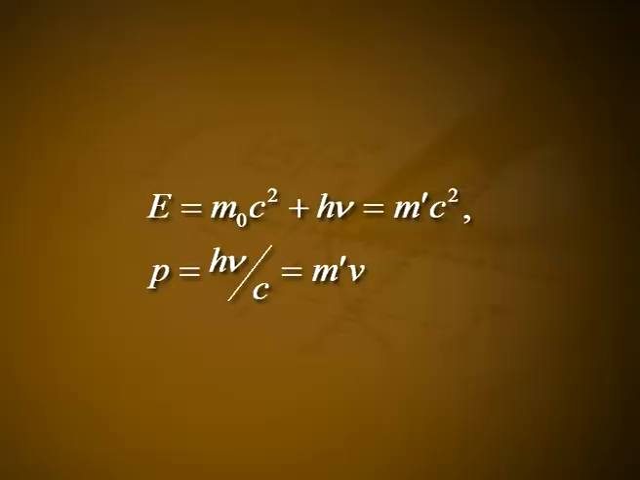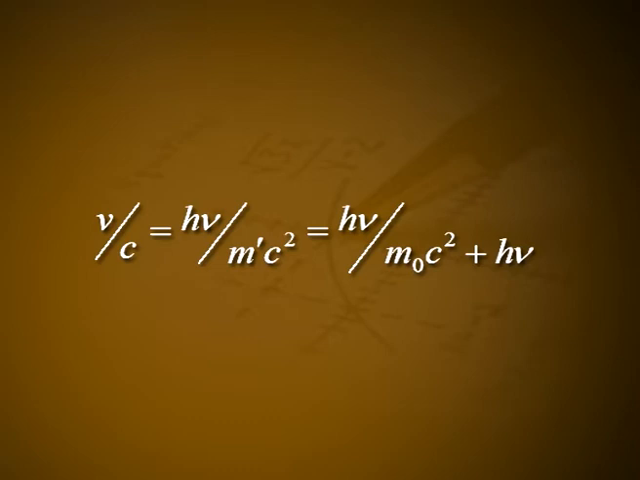Answer: by the law of conservation of energy, E is equal to m naught c square plus h nu, which is equal to m dash c square. p is equal to h nu by c is equal to m dash v, where m dash is the mass of the combined system. v by c is equal to h nu by m dash c square, which is equal to h nu by (m naught c square plus h nu). When h nu is very small compared to m naught c square, v by c is equal to h nu by m naught c square. v is equal to h nu by m naught c.